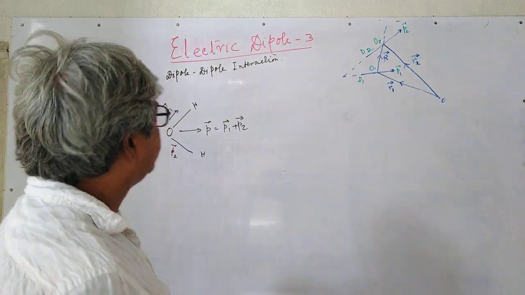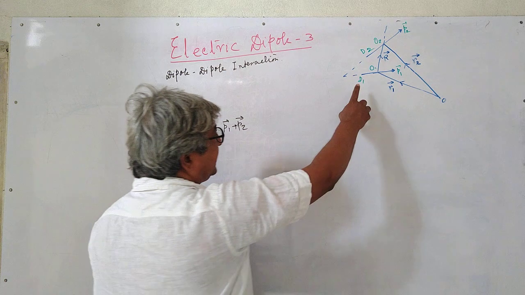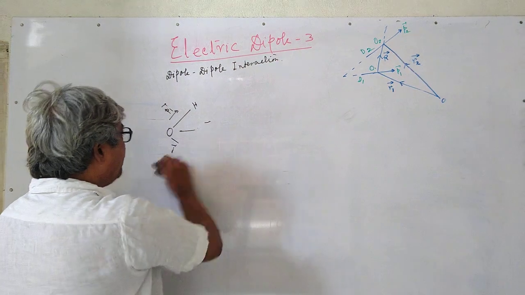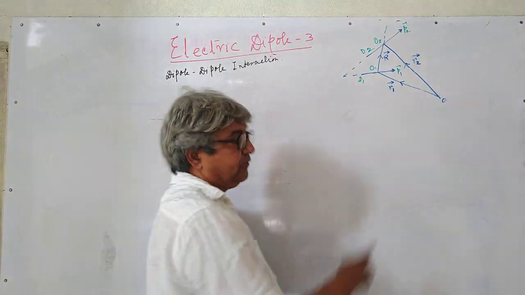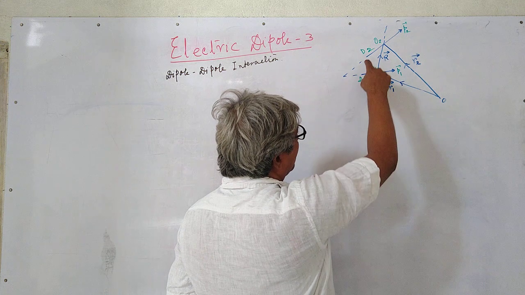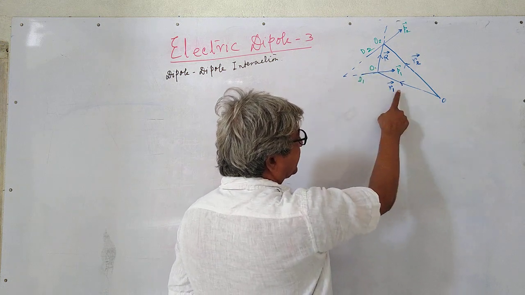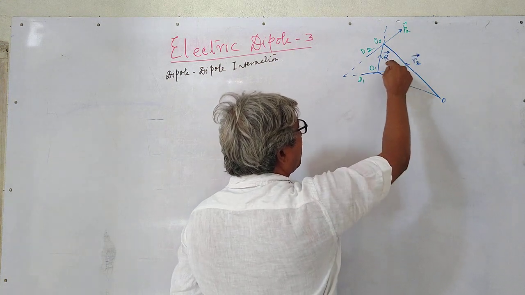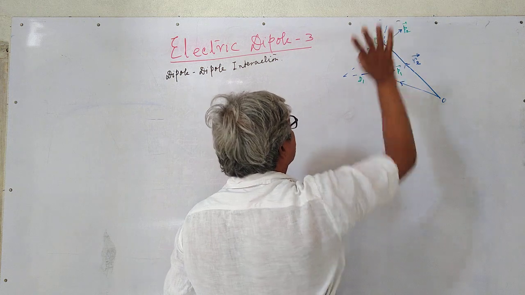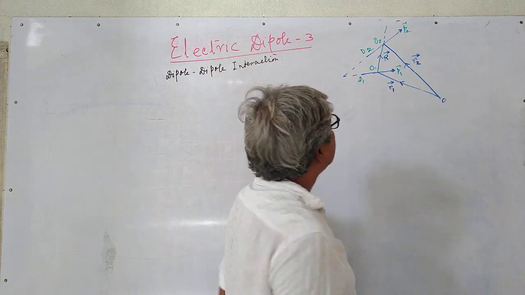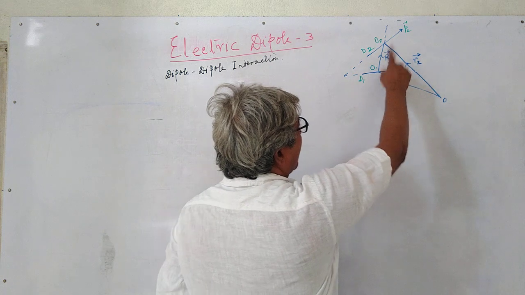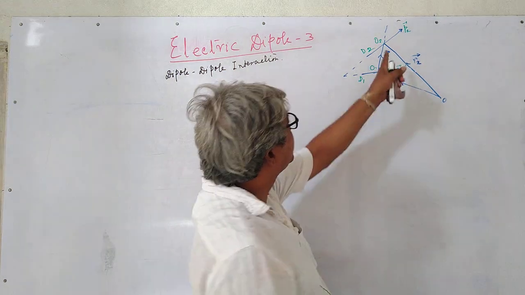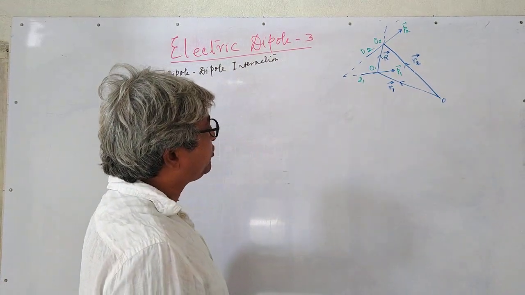So let me first find out what is the field that dipole D1 produces at the center of dipole 2. Before going to that, let me explain the picture. This is a dipole D1 with its center O1 having position vector R1 with respect to some suitably chosen origin, and the moment of the dipole is P1. The corresponding quantities for dipole 2 are denoted by suffix 2, and capital R, which is R2 vector minus R1, is the position vector of dipole 2 with respect to dipole 1.